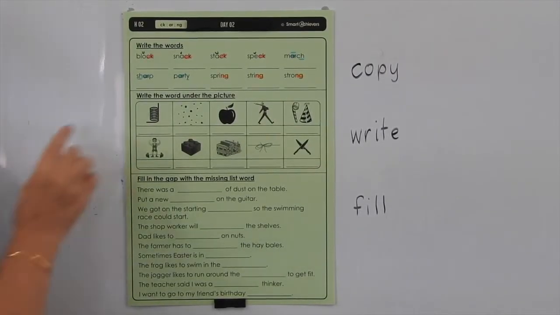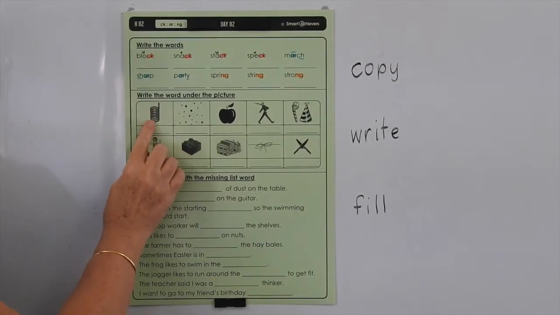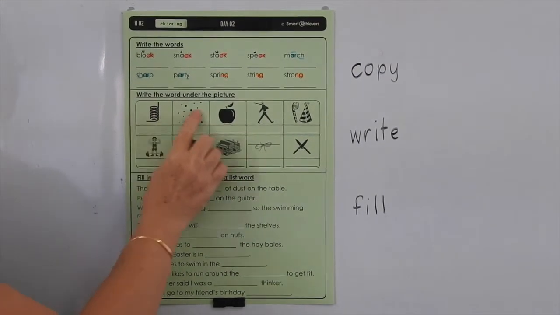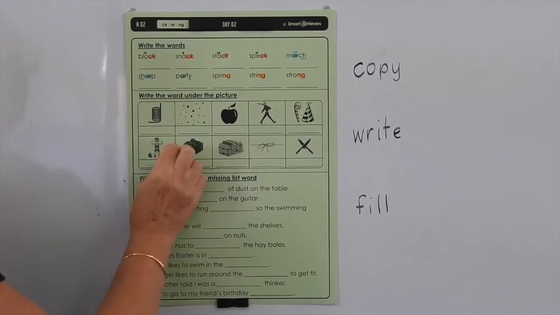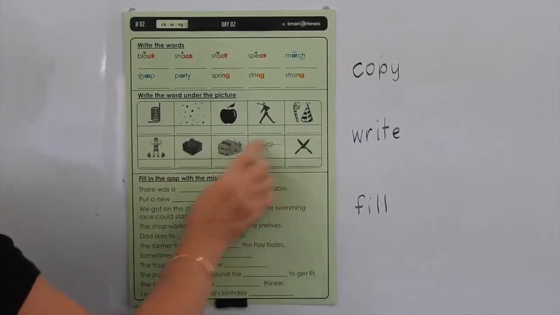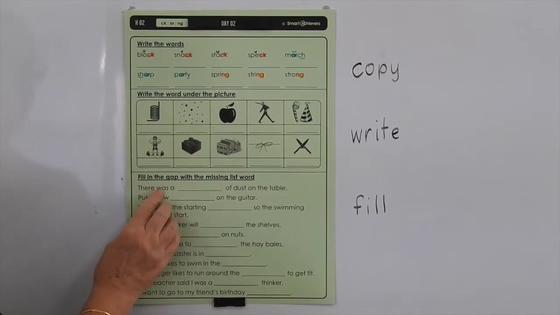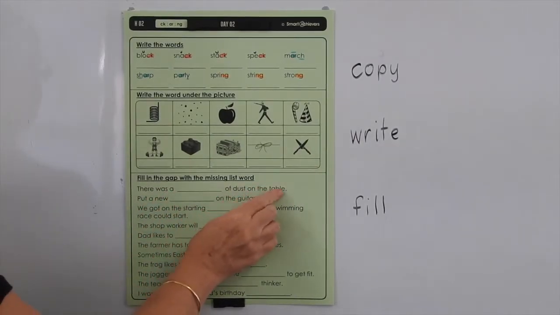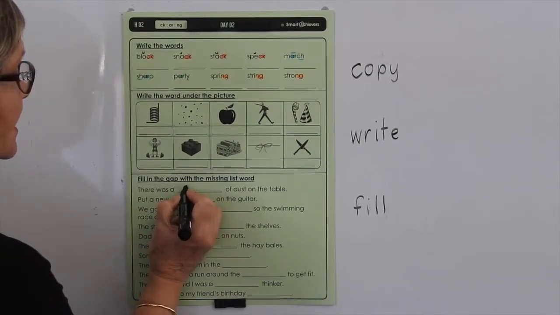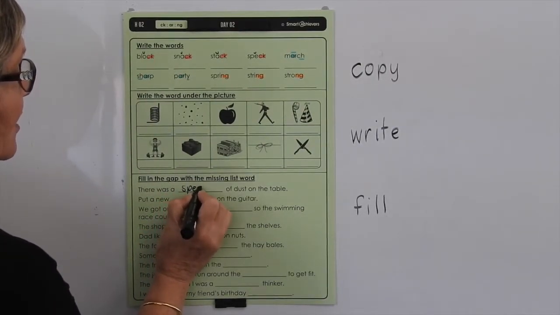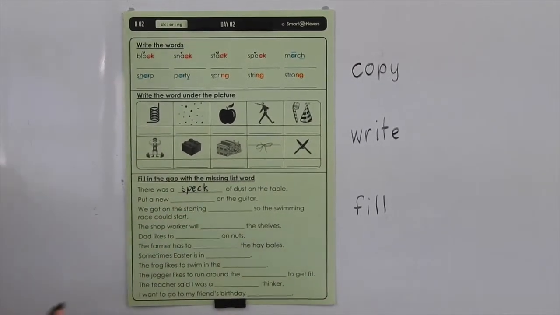So these ones you have to write the word under the picture. So this is a spring, and I think you can probably work out the rest of those. We've got lots of specks of dust there, and they're pretty obvious what the words are. Fill in the gap with the missing list word. There was a speck of dust on the table. So you have to write in the missing word. Okay, you can finish that on your own.